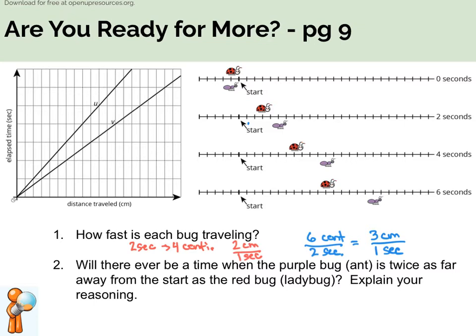Will the ant ever be twice as far as the ladybug? And the answer is no, because the ant is always half as much again as far away as the ladybug, so it's just never going to end up being twice as much.